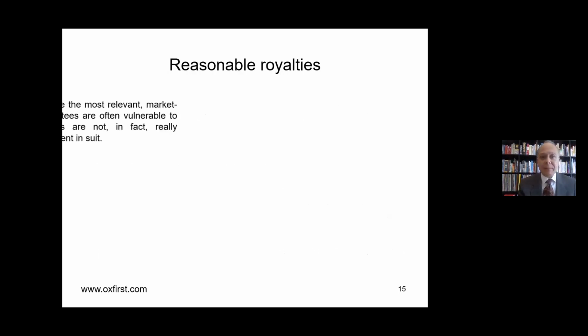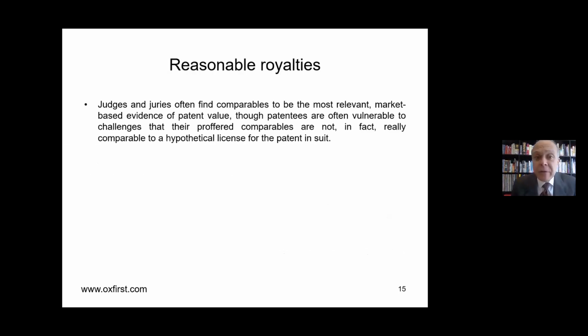Anyway, going back to reasonable royalties, I mentioned comparables, and it is fair to say that judges and juries often find comparables to be the most relevant, most market-based evidence of patent value.